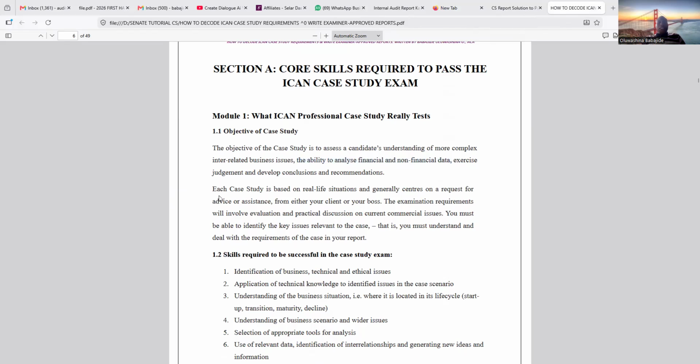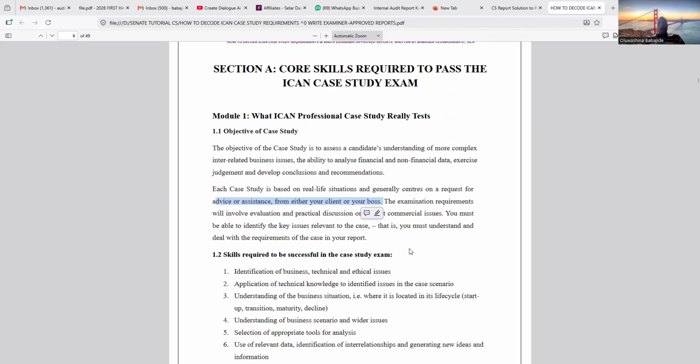Then each case study is based on a real life situation. That's what I just mentioned, a real life situation, and generally centers on a request for advice or assistance from either your client or your boss. That is how you will know the type of report you are going to write. It's very important. Whether you are writing for your client or for your boss, you need to know so that you know the type of tone you are going to use in writing your report.